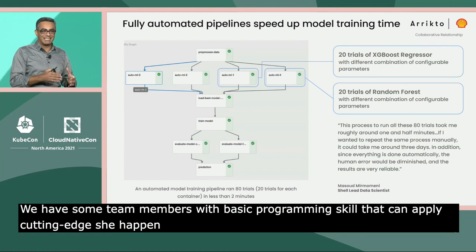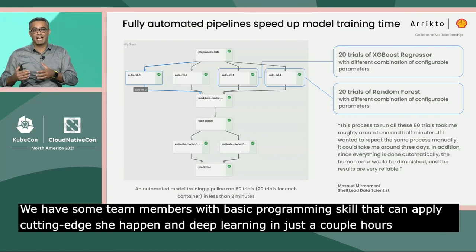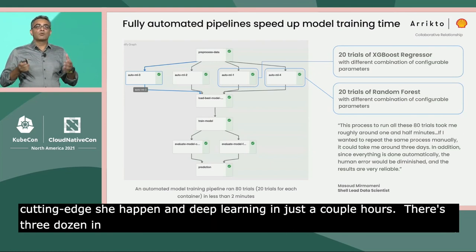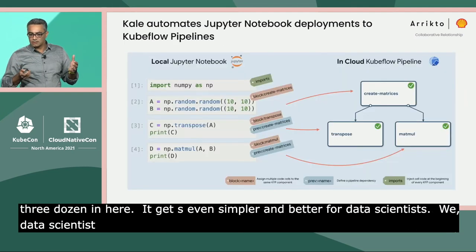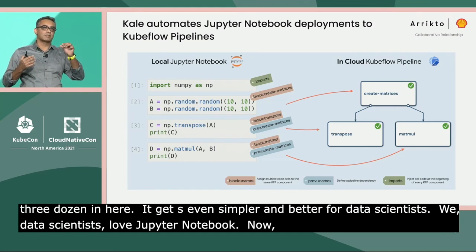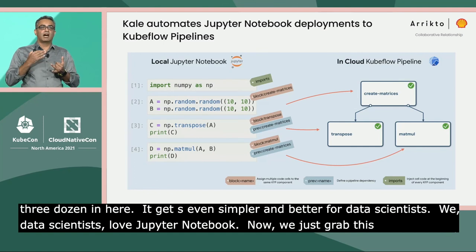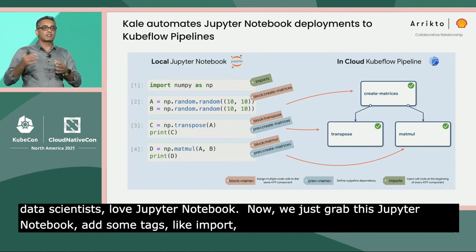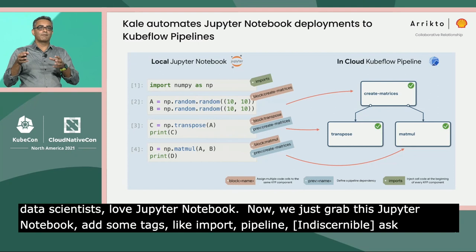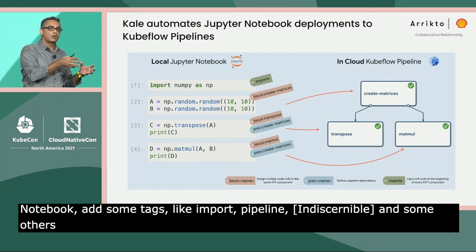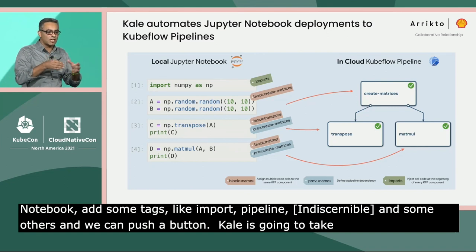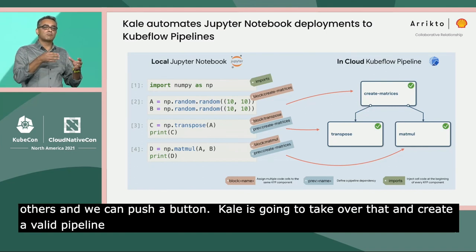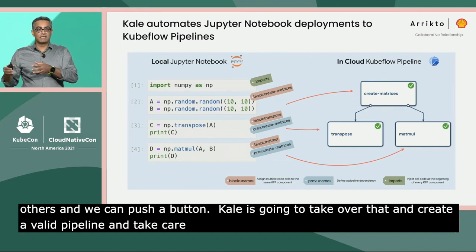And the story doesn't end here. It gets even simpler and better for data scientists. We data scientists love Jupyter Notebook. Now, we just grab this Jupyter Notebook, add some tags to those cells, like import, pipeline, skip, and some others, and we can push a button and create a pipeline from it. Kale is going to take over that code for us and create a valid pipeline, and it's going to take care of all the data dependencies, and it's going to manage the life cycle of this Kubeflow pipeline.